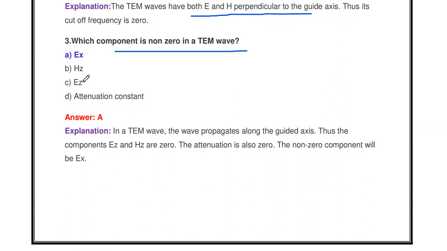The options are EX, HZ, EZ, attenuation constant. In a TEM wave, the electric component in the X direction is non-zero. Remaining all components are 0. So the attenuation is 0, EZ and HZ are 0. Only the component EX is non-zero in a TEM wave.